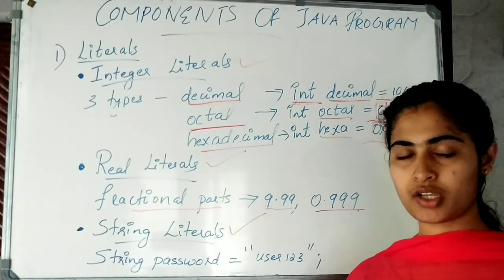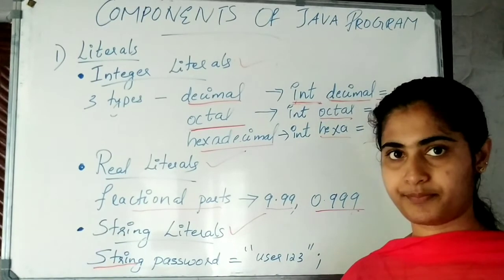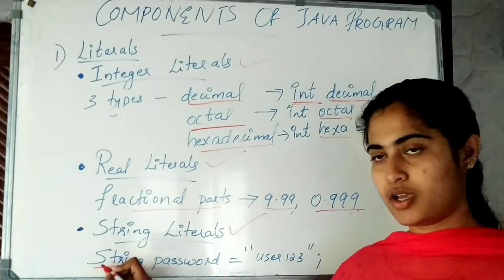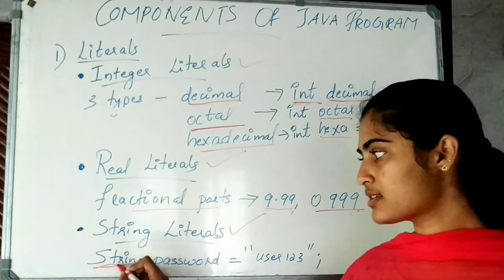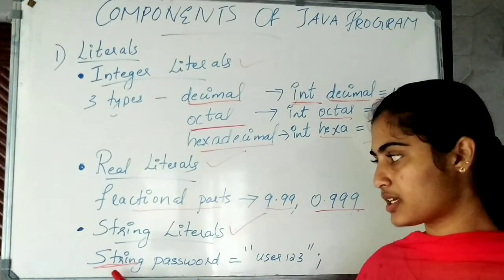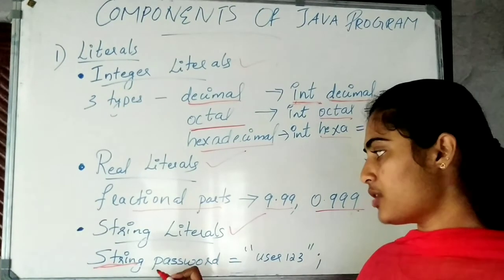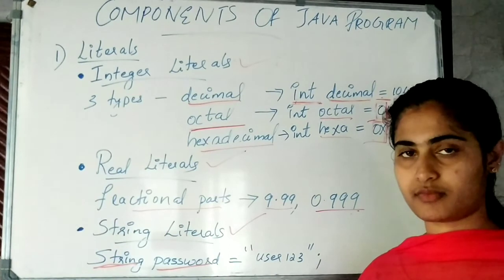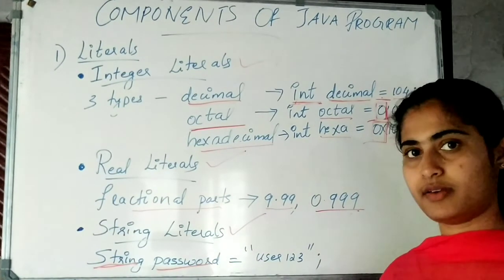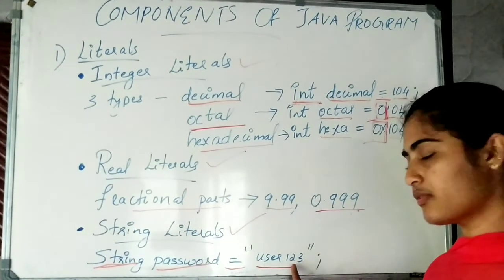For representing string literals, first we write the keyword String. And always remember that the letter S should be capital. For representing integer literals, we used the keyword int. Similarly, for representing string literals, we use the keyword String, and the letter S should be capital. Then you have to enter the name of that particular string. Here I want to enter a password to the Java program, so I used the name password. Then you have to write equal to, then inside double quotation marks, you have to write the particular word.